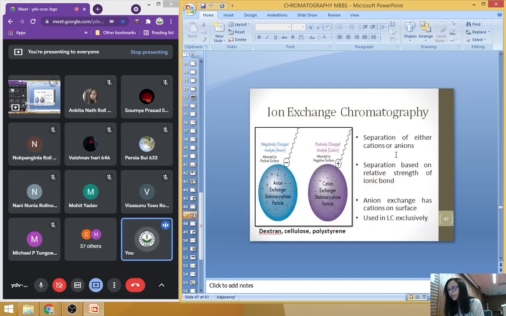So in ion exchange chromatography, the principle is based on the relative strength of the ionic bond, and so we can separate the cations or anions accordingly by using a stationary phase made of either positively charged beads or negatively charged beads.